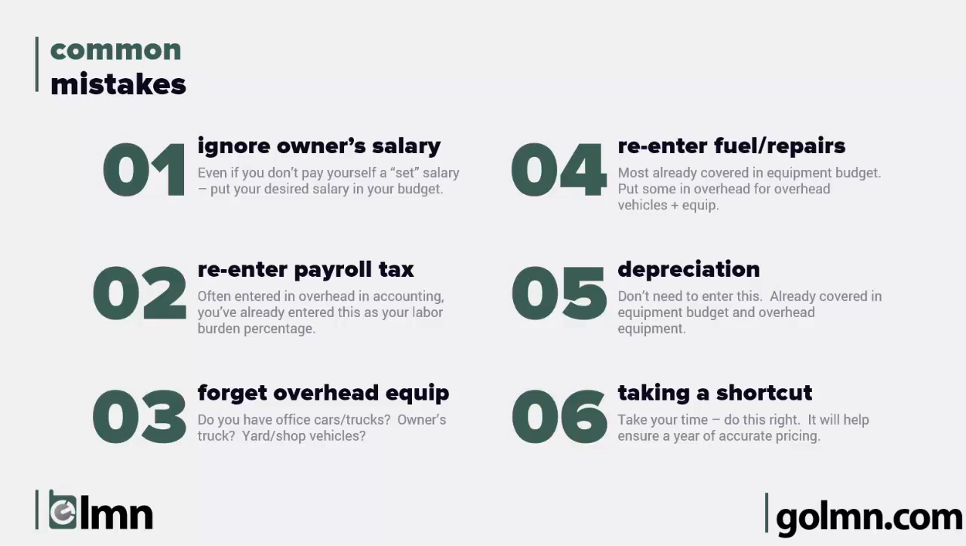The next biggest mistake we see is people double entering their payroll taxes. So they'll enter in their overhead budget, payroll tax and unemployment insurance and workers' comp, because that tends to be where it is in accounting.